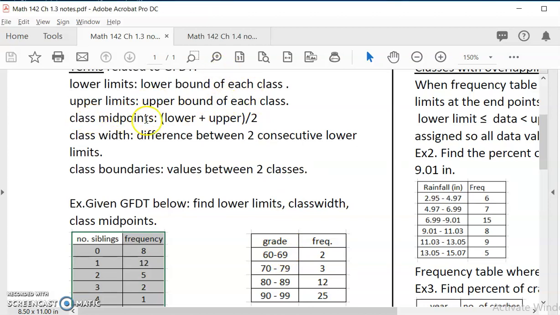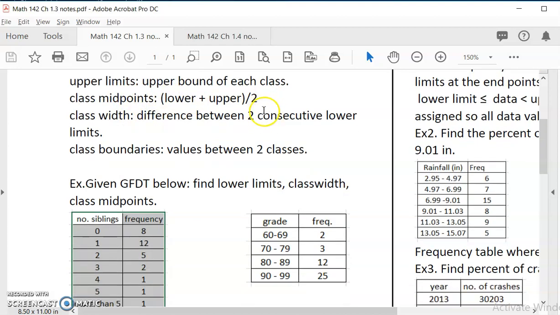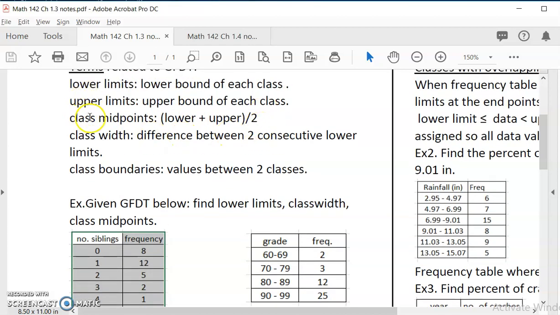Class midpoint is the lower limit plus the upper limit. Add them together first, so I put parentheses around them, and then divide by 2. So it's the middle of the class. This will be used later on in chapter 2 in doing some calculations. So remember this term, class limit.